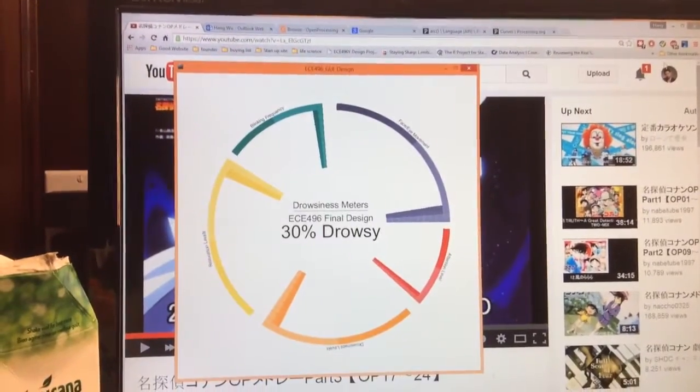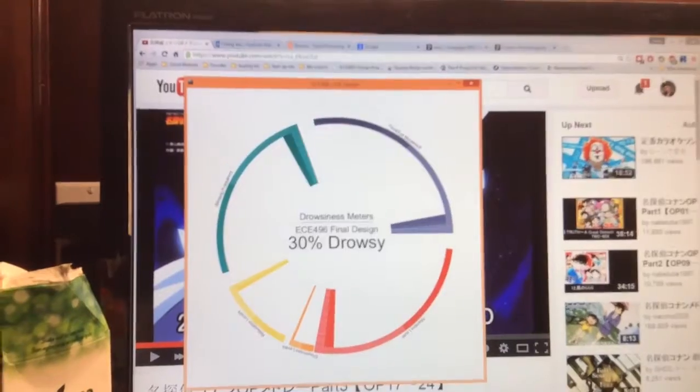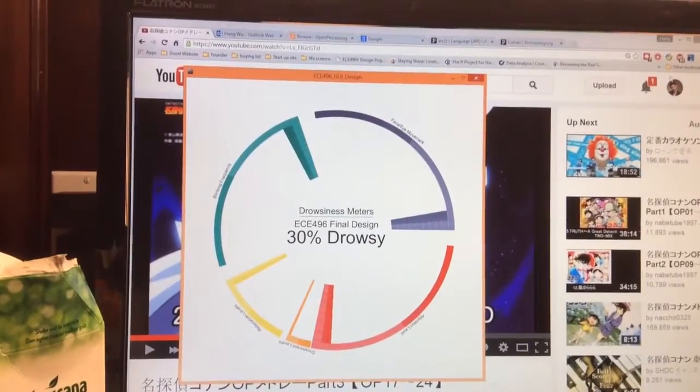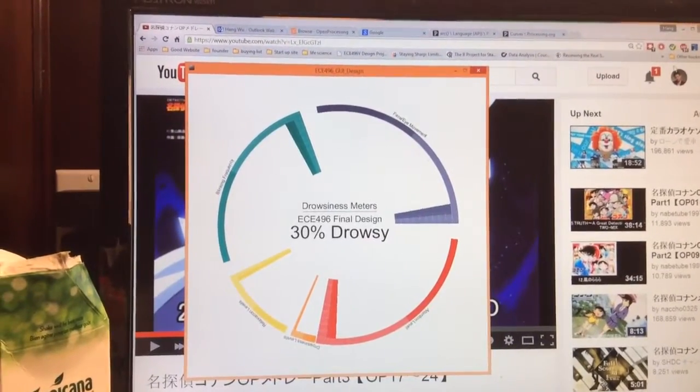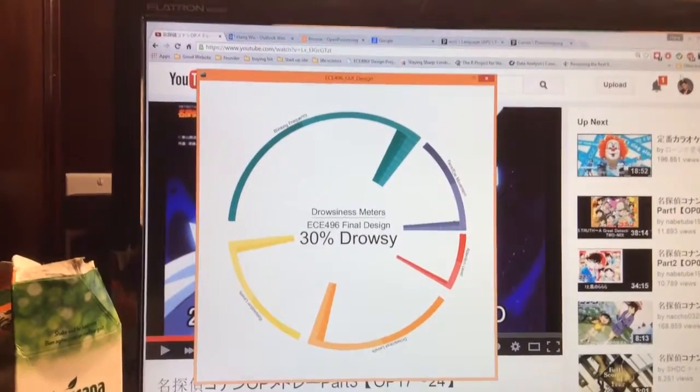Of course, right now I'm not really linking it to the core system, but this thing serves as an example or a sample of what's going to happen.